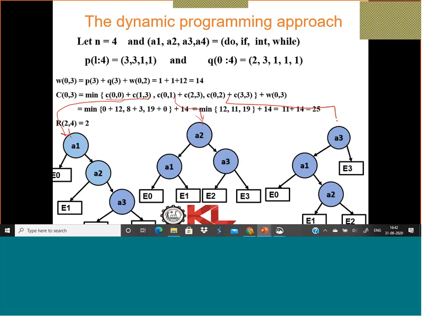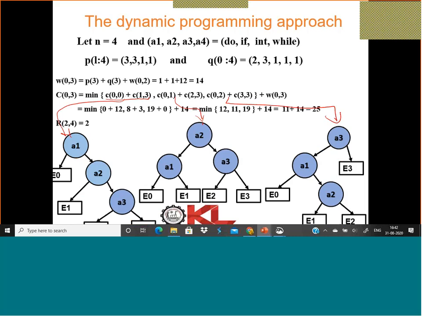So if I select the A1 as a root element, because C of 0 comma 3 will have A1, A2, A3 and E0, E1, E2, E3. That is what C of 0 comma 3. It is a subtree. Okay.